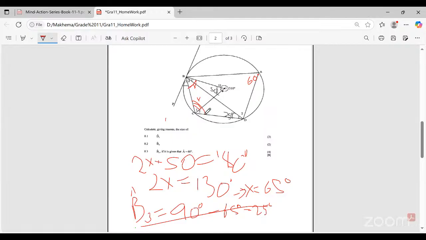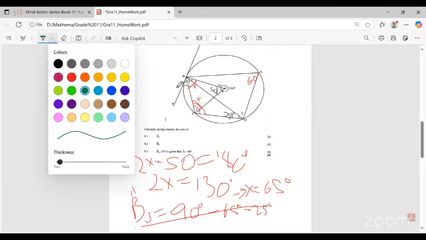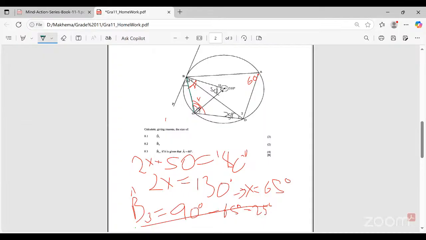After we found this angle here, we can simply come to this triangle here. Then we have this angle, we have this angle, we can get this angle. We said this whole angle x is equal to, what was it? 65 degrees. We take that 65 degrees minus this angle, we get that B1 there. Does it make sense, guys?